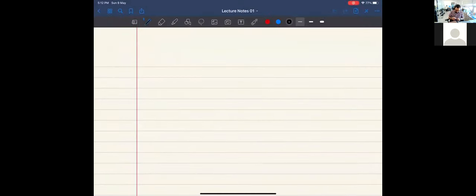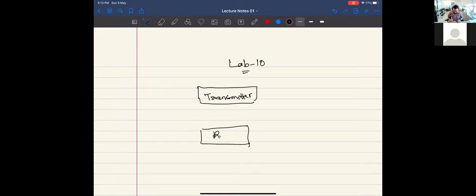So this is probably lab number 10. And we are going to study the zero forcing equalizer. But before the zero forcing equalizer, let me explain the MIMO channel. So far we discussed this part. This was our transmitter. And then here is our receiver. And in between the transmitter and the receiver, there was a channel. So we used two kinds of channel models. So this is the channel.